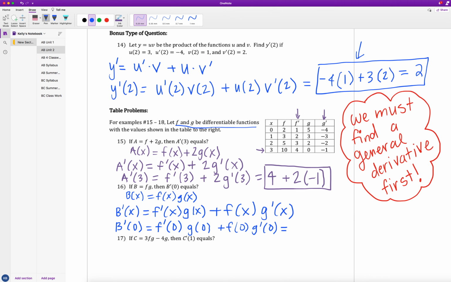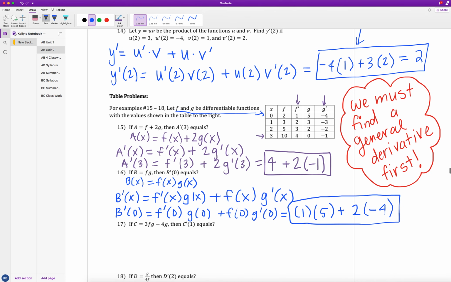So f prime of 0, if I go to f prime and I'm looking at 0, that would be equal to 1. G of 0 is going to be equal to 5, plus f of 0 will be 2, times g prime of 0 will be negative 4. I could simplify it down, but I'm going to just leave that unsimplified.